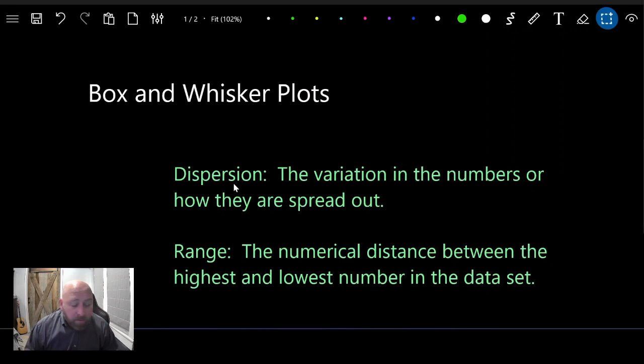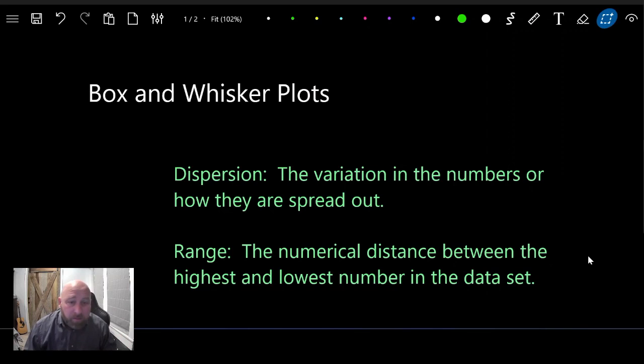All right, so the first word in your book there is dispersion. What is dispersion? Dispersion is the variation in the numbers or how they are spread out. So, for example, something with a lot of dispersion means that it is very spread out. You have numbers all over the place. There's another word that you could put in there, the word cluster. The word cluster means that they're tightly packed together. The dispersion is tight. You could also have data that's very uniformly distributed. In other words, there's like a pattern to it.